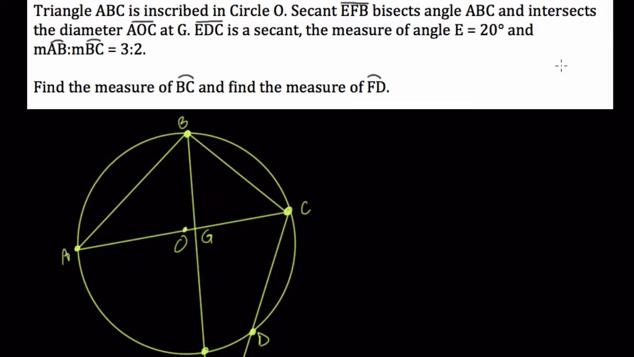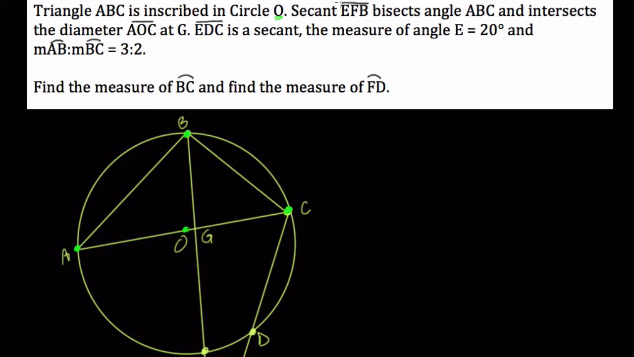Okay, so I'm going to read through this question, and then we're going to break it down piece by piece. So they tell us that triangle ABC, right, here's the points A, B, and C, forms a triangle inscribed, or that fits inside, circle O. They named the circle O because O is the center of the circle right here.